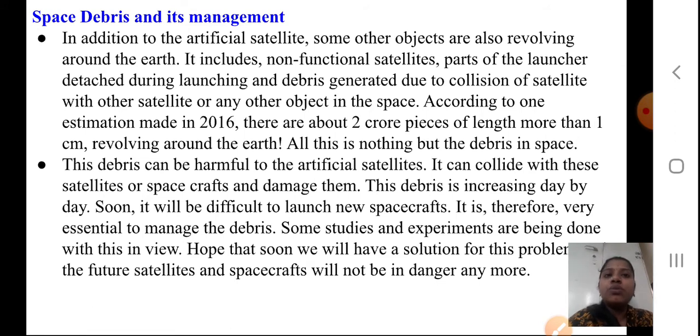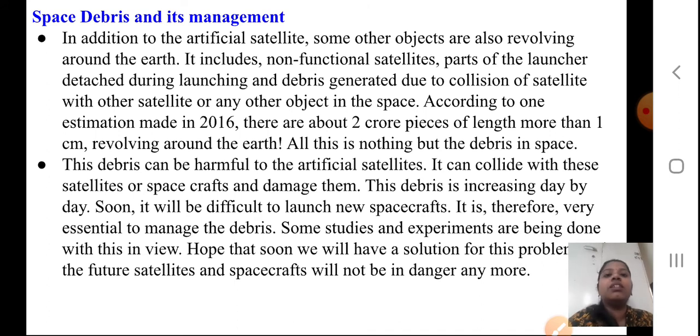So where are they going, students? During the launching, debris is generated, and also during collisions of a satellite with other satellites or any other object in space. They can dash into each other. According to one estimation made in 2016, there are about 2 crore pieces of length more than 1 centimeter revolving around the Earth. All this is nothing but debris in space.